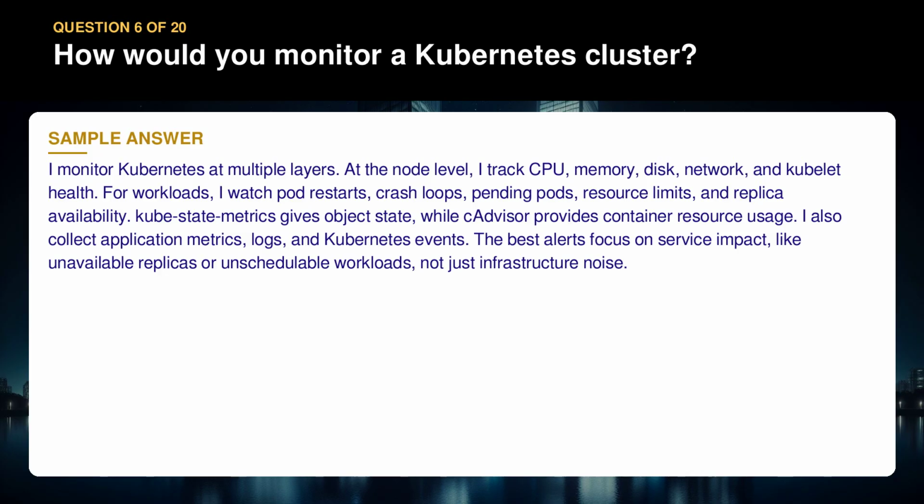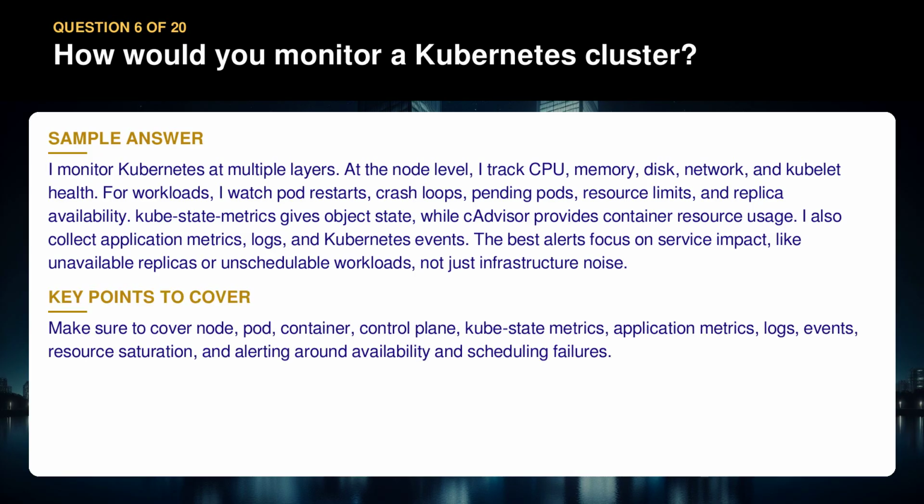For workloads, I watch pod restarts, crash loops, pending pods, resource limits, and replica availability. Kube state metrics gives object state, while cAdvisor provides container resource usage. I also collect application metrics, logs, and Kubernetes events. The best alerts focus on service impact, like unavailable replicas or unschedulable workloads, not just infrastructure noise.